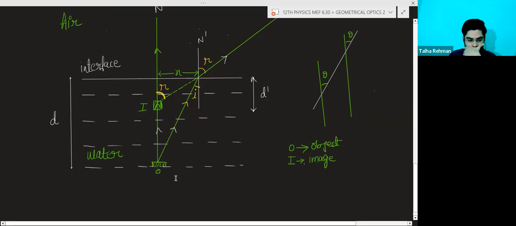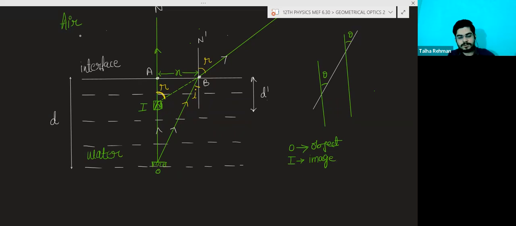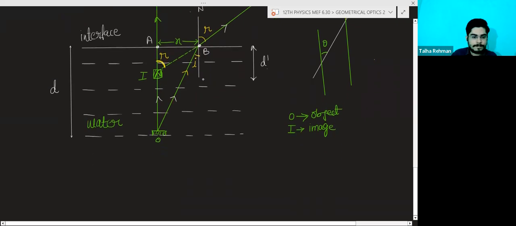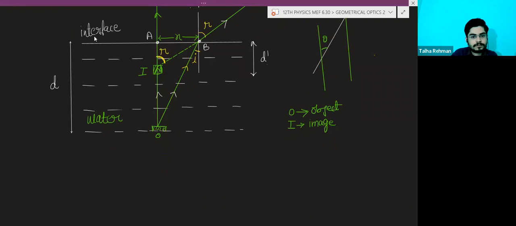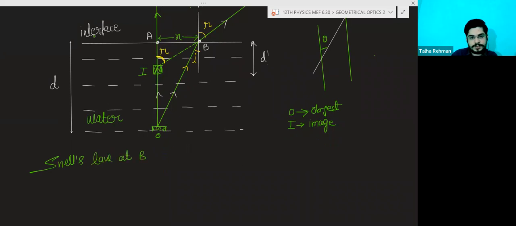Now give these names A and B. This point is A, suppose, and this point is B, suppose. You can give any other name depending upon you. So now first, the refraction is taking place here. Here there is no refraction because there is normal incidence. Here the refraction is taking place. Now we will apply Snell's law. At B, we are applying Snell's law.